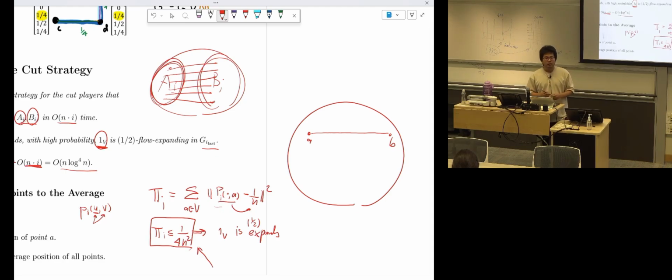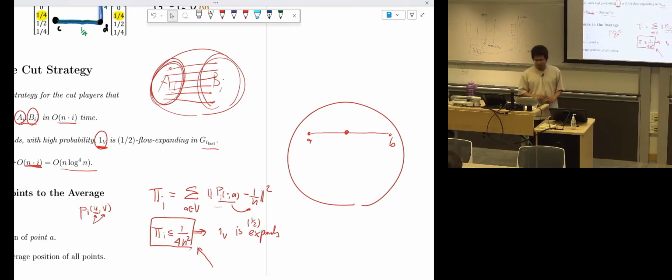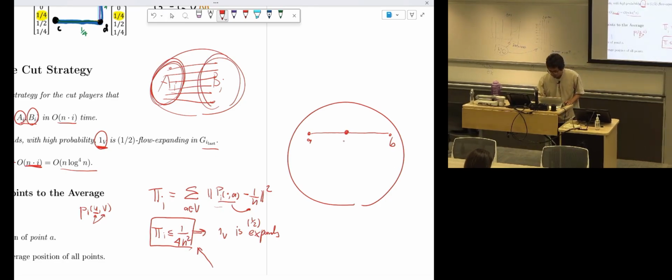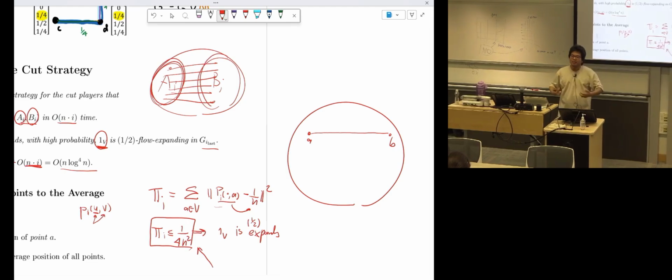Would it become the midpoint? Yeah, it's just going to become the midpoint. So the new position is just at the midpoint. So for each matching, we just average the two points together.